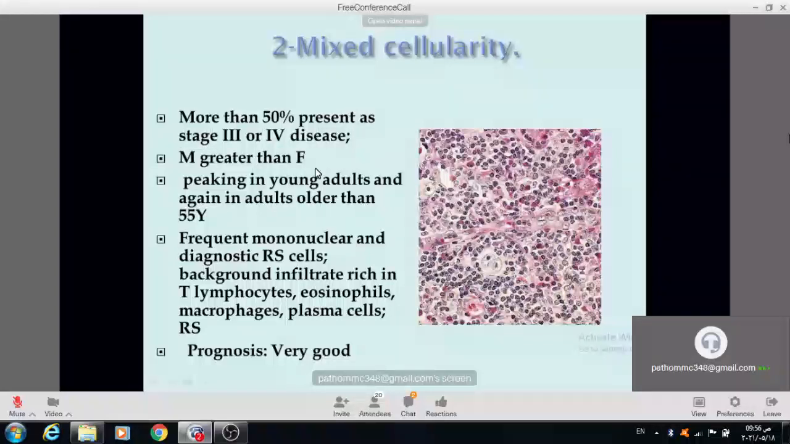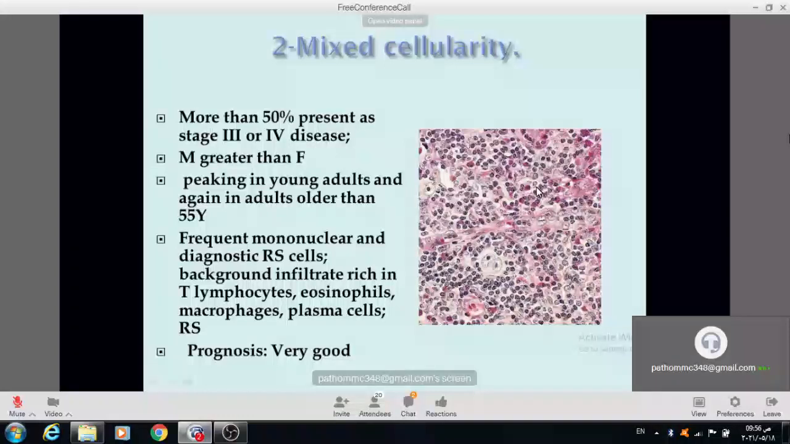Here it is more common in males than females, with a peak age in young adults, and again in elderly patients older than 55 years. Here we also have the classical RSL, and again we may have a mononuclear variant of RSL, like this one. Why do we call them mononuclear? Because they have one nucleus. So it is a mononuclear variant. But again, we also have the diagnostic or classical RS. So here we have the classical diagnostic RS and also a mononuclear variant of the Reed-Sternberg cell.